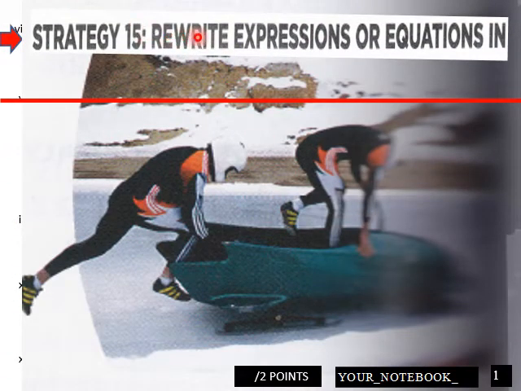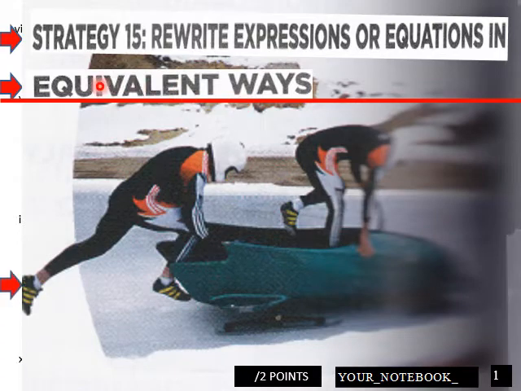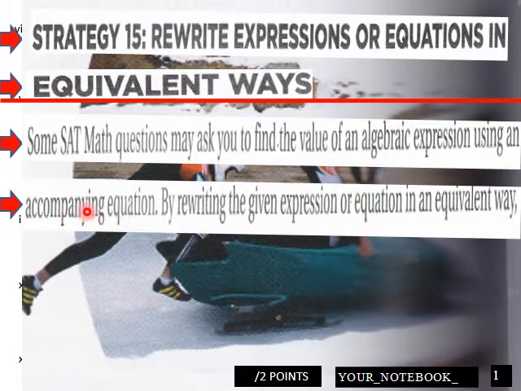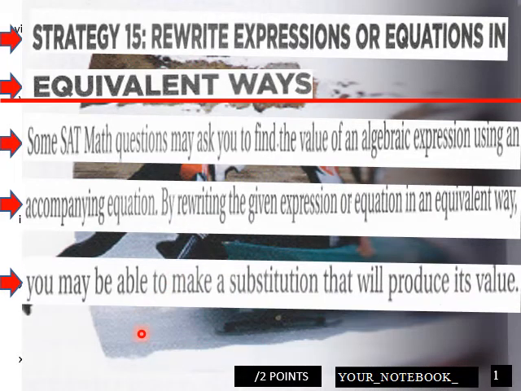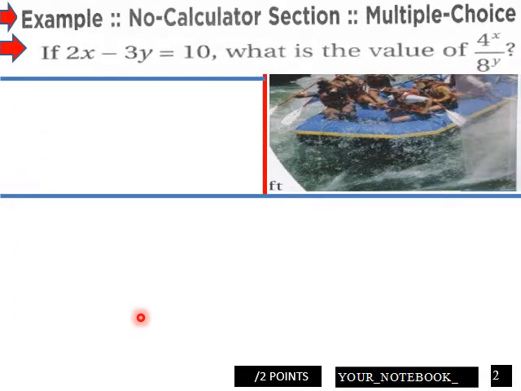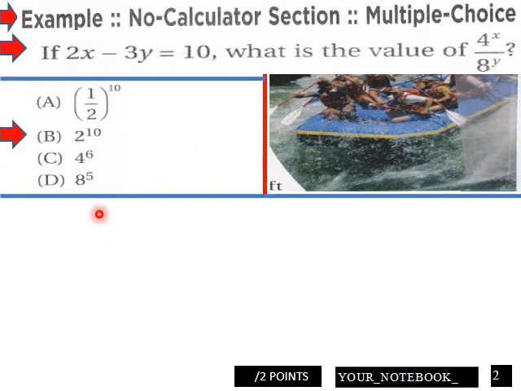Page 1, Strategy 15: Rewrite expressions or equations in equivalent ways. Some math questions may ask you to find the value of an algebraic expression using an accompanying equation. By rewriting the given equation in an equivalent way, you may be able to make a substitution for its value. For example, no calc section, multiple choice: if 2x minus 3y equals 10, what is the value of 4^x over 8^y? And here are the solutions that are offered.